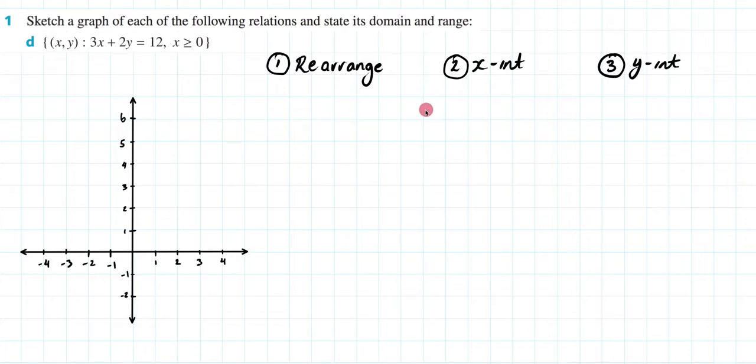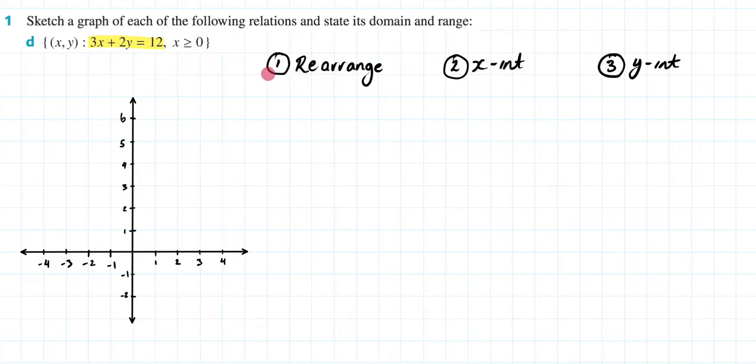So we're doing exercise 5b, and in this video I'm going to be answering question 1d. Question 1 reads, sketch a graph of each of the following relations and state its domain and range. So for D, the relation that we've been given is 3x plus 2y equals 12, where x is greater than or equal to 0. So I've broken this down into 3 steps.